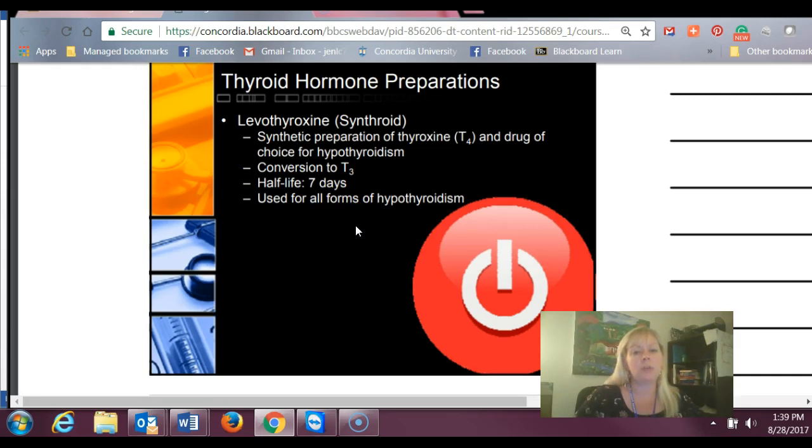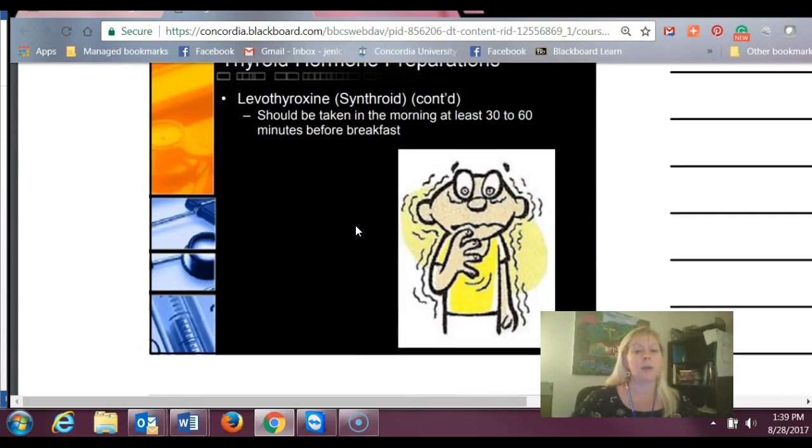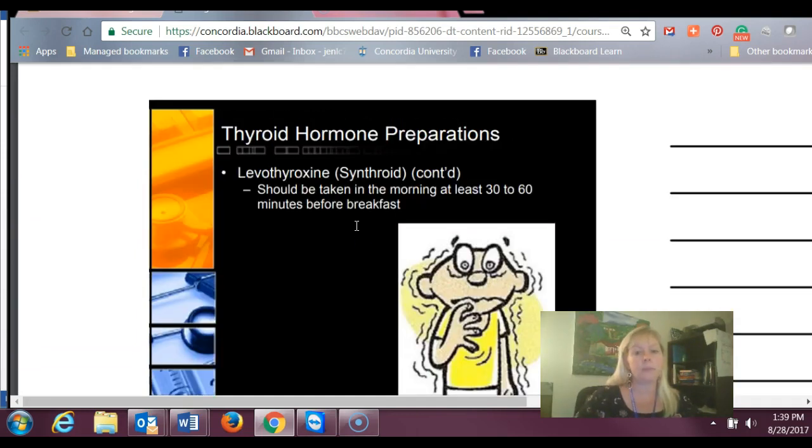Thyroid hormone preparations. So I talked about already, it's a synthetic form of your thyroid. That's thyroxine, which is T4, and it's the drug of choice. The half-life of it is 7 days, and it's used for all forms of hypothyroidism. You look in your med book to decide how you're going to dose that, but usually the motto, again, is start low and go slow. So if you have an elderly person, you want to start them on an even lower dose than an adult. Children, you would start on a lower dose. Children can get hypothyroidism. It's usually a genetic reason why they get that.